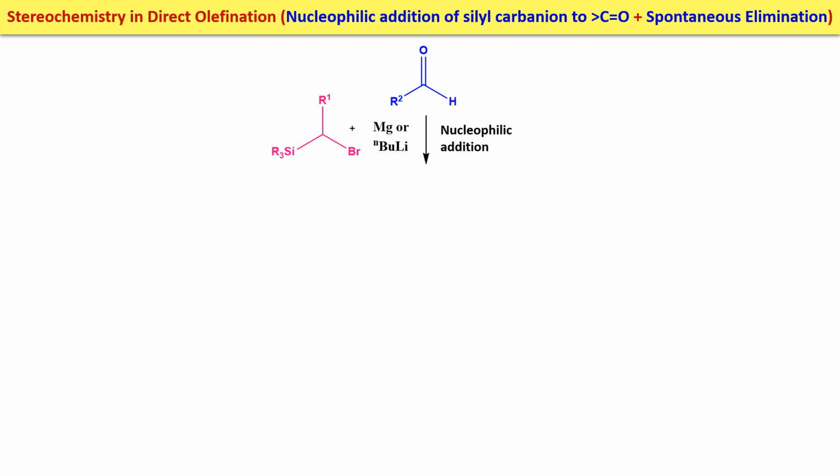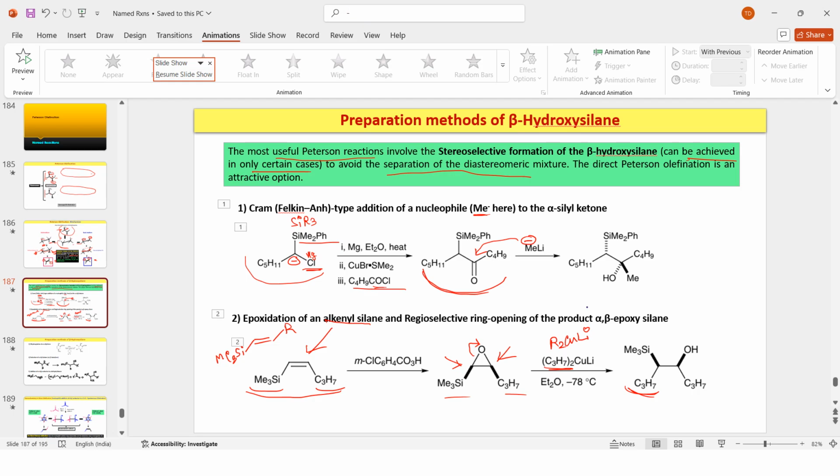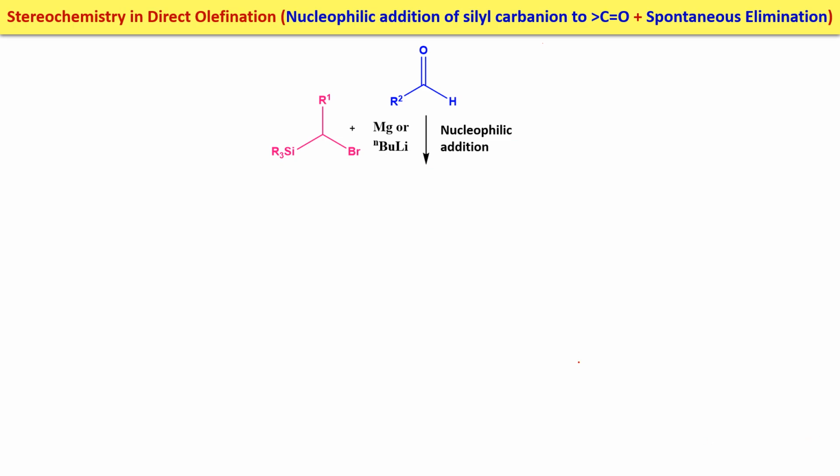Now a very interesting point. Suppose we are doing direct olefination. What I am trying to say by direct olefination is also the stereochemistry for this direct olefination. Here, nucleophilic addition of silyl carbanion to the C=O, plus spontaneous elimination. So we will not use any external acid or basic condition. It will be a direct reaction. And see what is happening here for the stereochemistry.